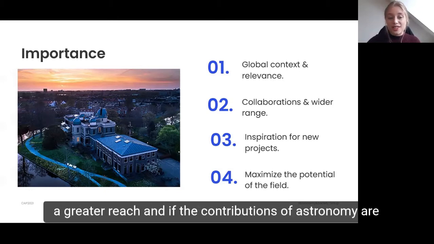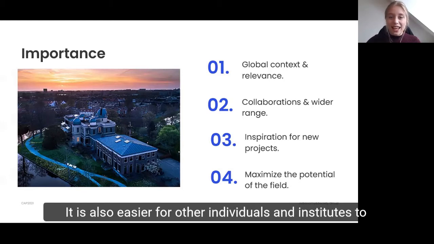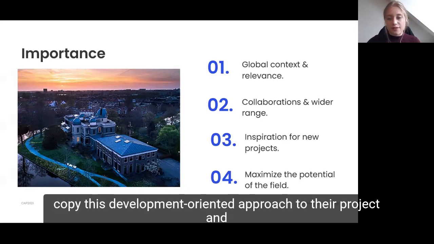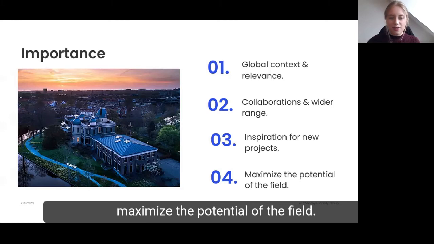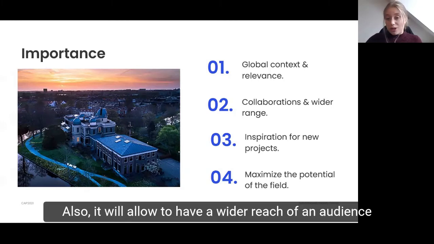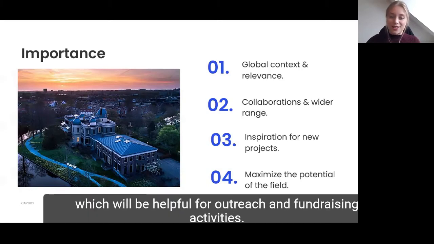And if the contributions of astronomy are well documented, it is also easier for other individuals and institutes to copy this development-oriented approach to their projects and maximize the potential of the field. Also, it will allow to have a wider reach of an audience, which will be helpful for outreach and fundraising activities.